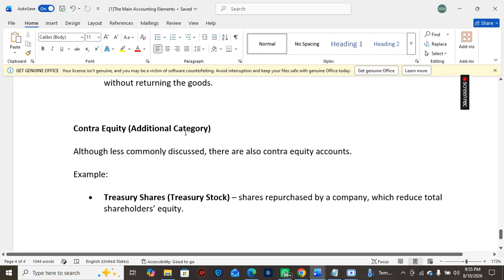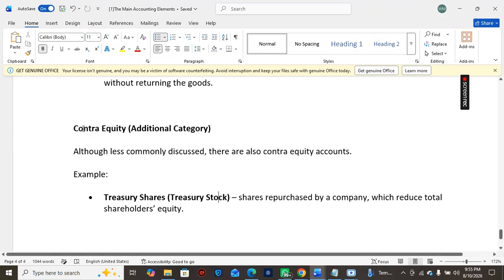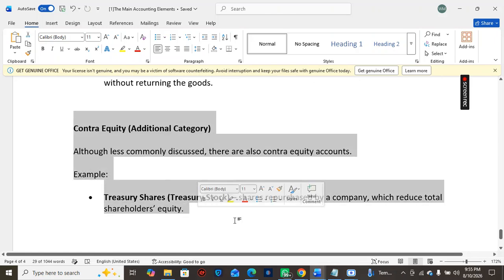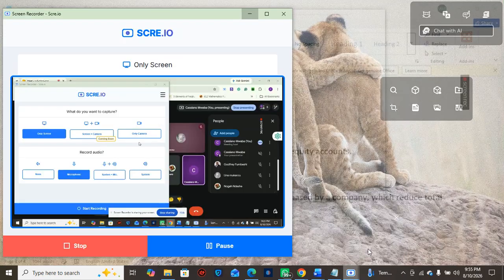Drawings is contra capital. When you do company accounts, you are going to hear about treasury shares. This is when a company buys back its shares, and this reduces the shareholders' equity. This is for company accounts. But yes, basically, colleagues, those are the accounts.